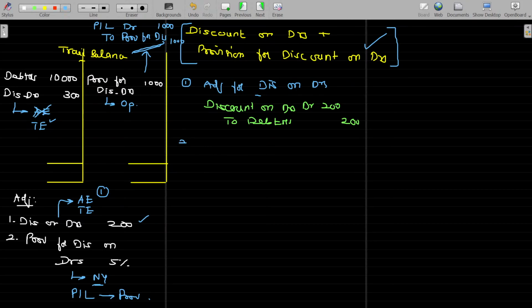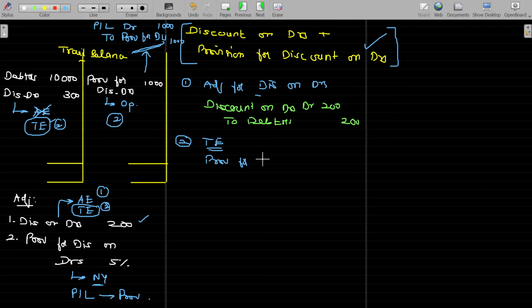Second entry is all about the transfer entry. What is the transfer entry for? The existing discount on debtors in the trial balance, as well as the new discount on debtors we found out only after the preparation of the trial balance. These two will be clubbed and transferred. So the entry being, okay, as we have the provision, first of all, we have to adjust that in the provision for discount on debtors. So you have to club all the three.